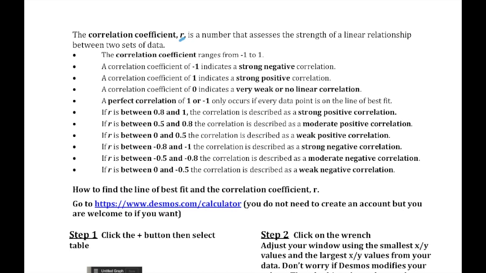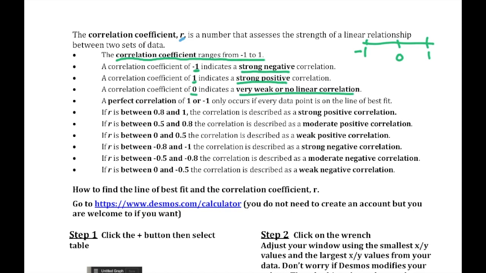So a correlation coefficient is going to range from -1 to 1. So we have this range of numbers from -1, if you think of a number line, all the way over to 1. We'll have 0 right in the middle. And if we see a -1, that indicates that we have a very strong negative correlation. And if we see a +1, it's going to be a strong positive correlation. 0 indicates that it's very, very weak, or basically that there's no linear correlation at all.